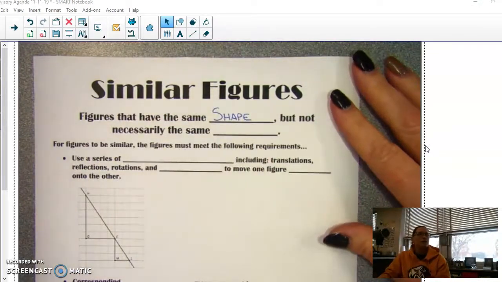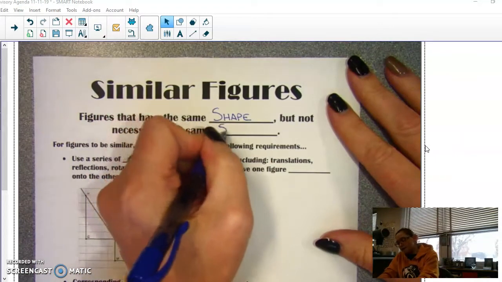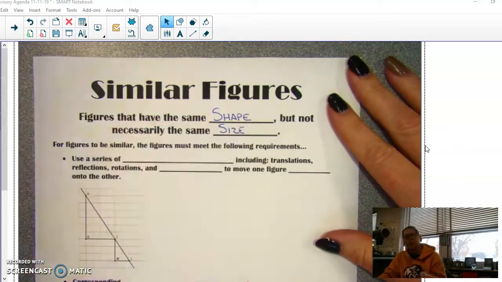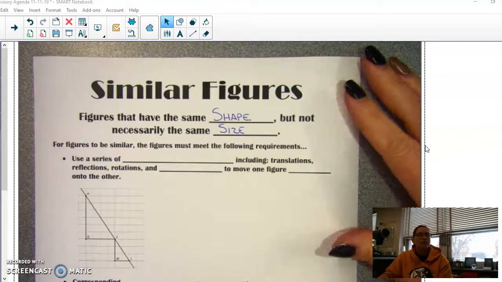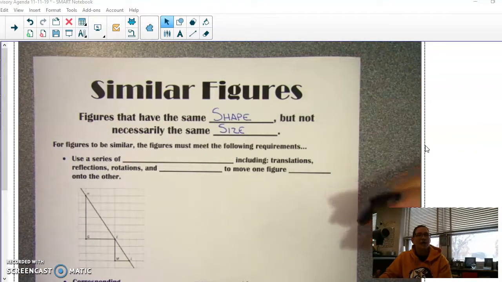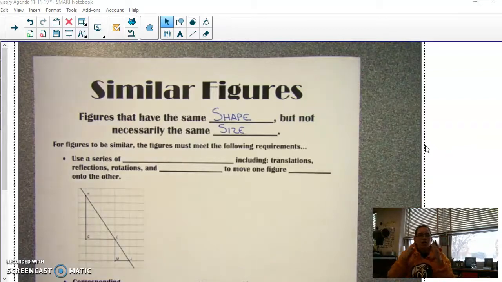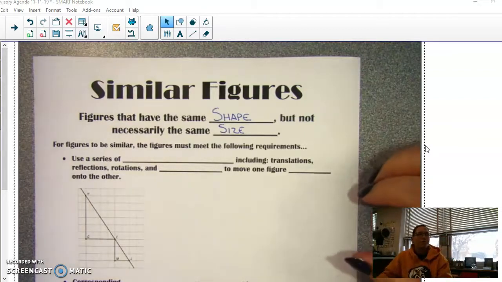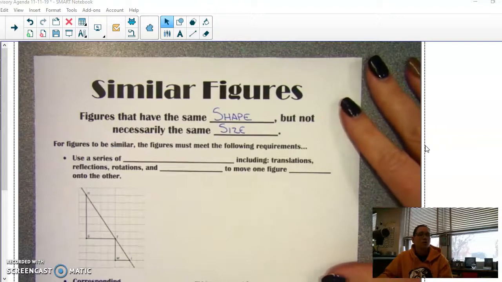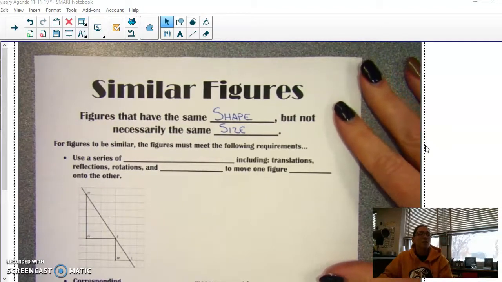but they will not necessarily have the same size, which is what makes it different from congruent. Congruent is same shape and same size. They're identical to each other. Similar does not have to be identical. They could shrink or get bigger. So for figures to be similar, the figures must meet the following requirements.